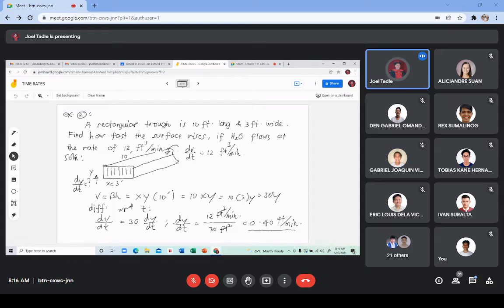We differentiate this with respect to time t. So we have dV over dt equals 30 dy over dt. Then solve for dy over dt. So 12 cubic feet per minute divided by 30 square feet. The square feet cancel out, so the remaining unit of dy over dt is feet per minute. So the answer is 0.4 feet per minute, which is the rate at which the water rises.